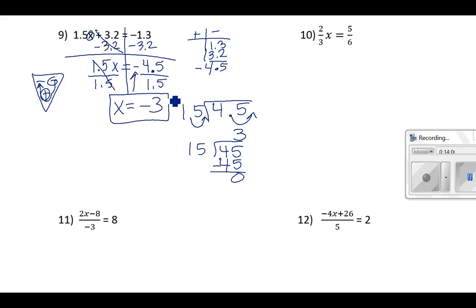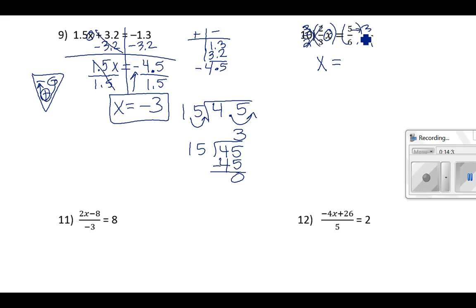Question number 10. I'm going to look at the x that I want to isolate. And I notice the only thing I need to get rid of on this side is the 2/3. If I'm getting rid of 2/3, because fraction means division, I'm going to multiply both sides by the reciprocal. So that would be 3 over 2. That cancels, and I'm left with x. Bring down the equal sign.